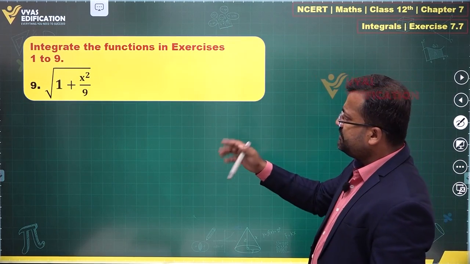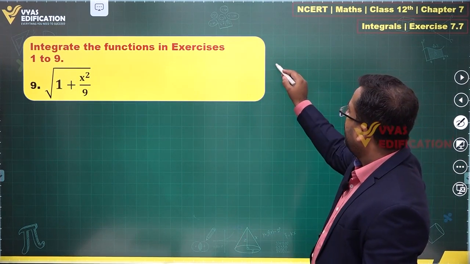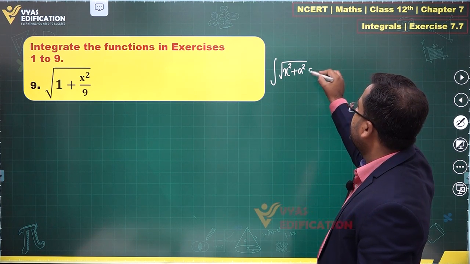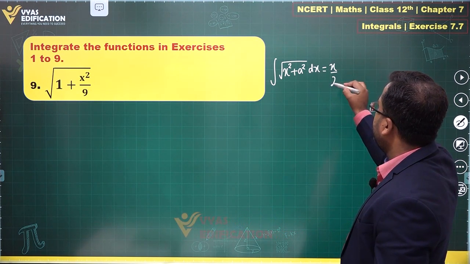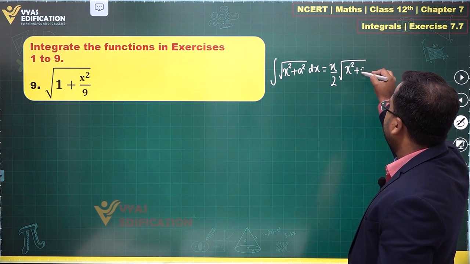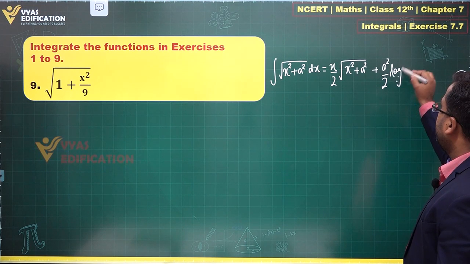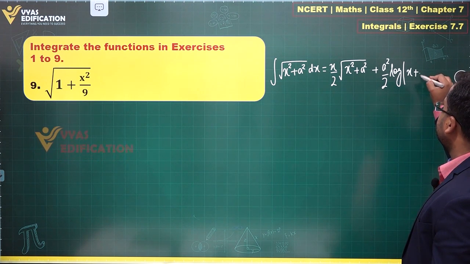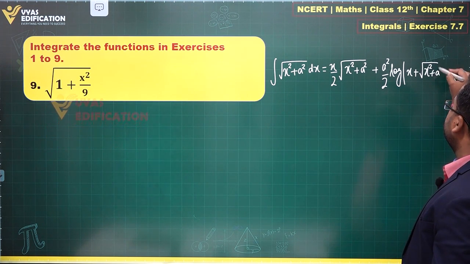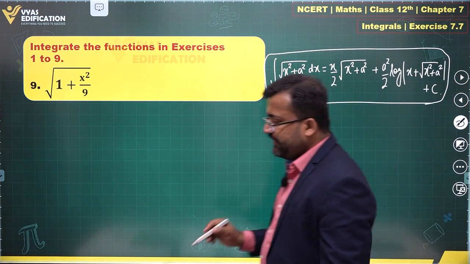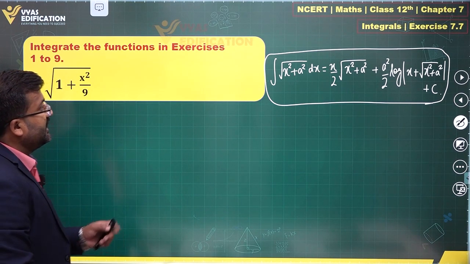In the 9th question, we have the integral of the square root of 1 plus x square by 9. So you can observe, this is a square plus x square, or the square root of x square plus a square dx. The formula says x by 2 times the square root of x square plus a square, plus a square by 2 log modulus x plus the square root of x square plus a square, modulus, plus c. This is the formula that we are interested in.